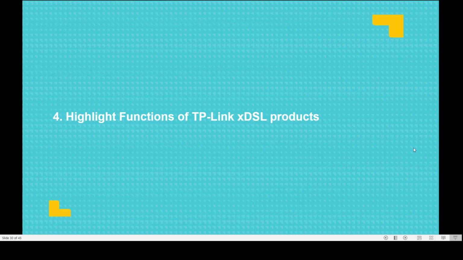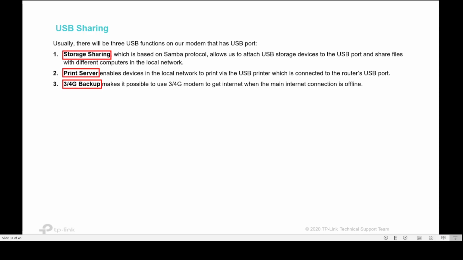Now we are going to know the function of TP-Link XDSL products. First, we have USB sharing. There will be 3 USB functions on our modem that has a USB port. This is only for routers that have USB ports.